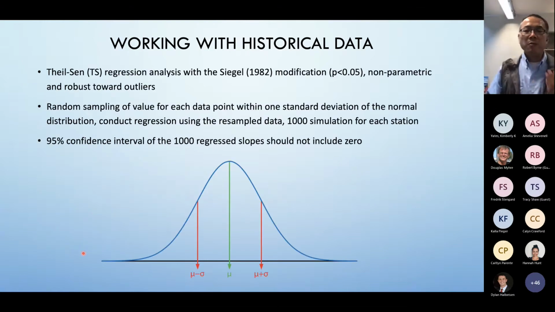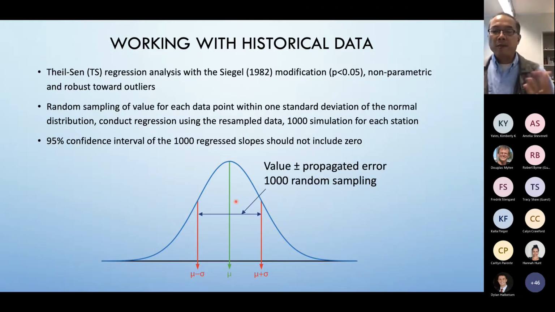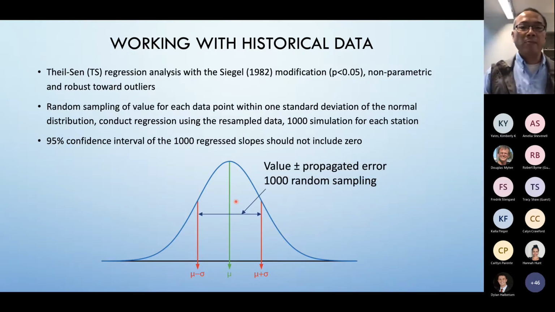All right, so then what we did was use a robust regression called Theil-Sen regression, which is pretty robust against outliers. We also did another set of resampling. You have this range of plus or minus the propagated error, and in this range we use a computer program to select randomly 1,000 times. For each station or each data point, we select one time.